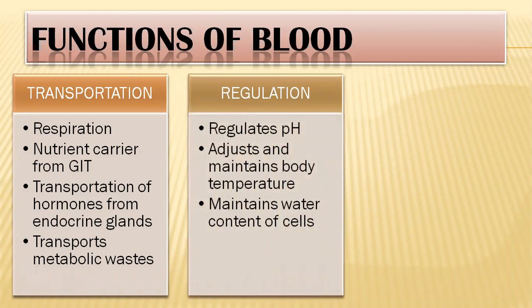Then the other major function of blood is regulation. So it's involved in regulating the pH. Like we mentioned, within blood you have buffer systems that are involved to regulate the pH, because these hormones, these enzymes of the body, they operate within the optimum pH. So you need to maintain the pH within 7.35 to 7.45, the normal pH. Okay, so blood is also involved to adjust and maintain body temperature. Like we said, it's involved in thermoregulation.